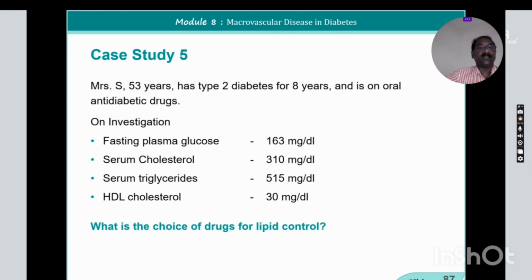Good. Now this one. Mrs., 53 years, female, type 2 diabetes for 8 years, and on oral anti-diabetic drugs. Fasting 163, cholesterol 310, triglycerides 515, HDL 30. Again the working diagnosis is diabetes and dyslipidemia. In the dyslipidemia, there are abnormalities in LDL and also triglycerides. So what drugs do you prescribe? To reduce the cholesterol, a statin. To reduce the triglycerides, fibrates. A combination of statin plus fibrates is used here.